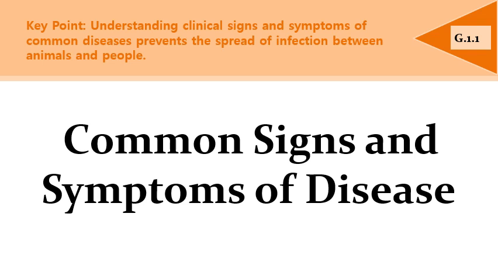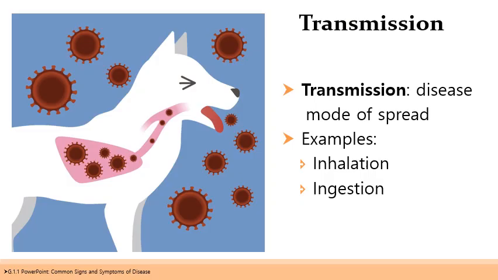This week we're going to be focusing on biosecurity. We begin by looking at common signs and symptoms of diseases. We'll look at modes of transmission, zoonosis, and wrap it up with being able to identify sick versus healthy animals. So let's get started with common signs and symptoms of diseases.